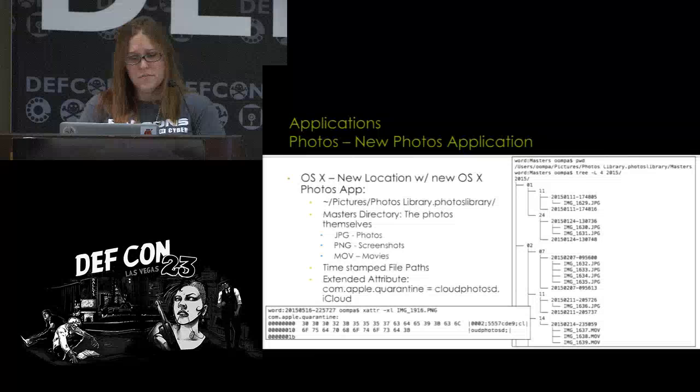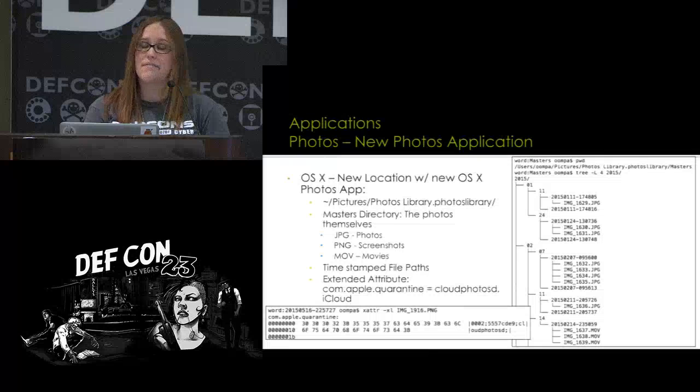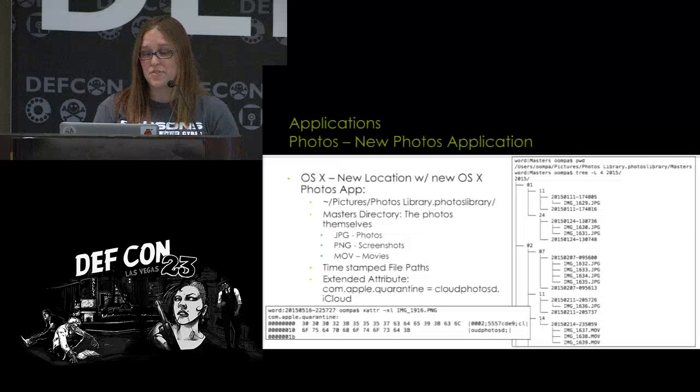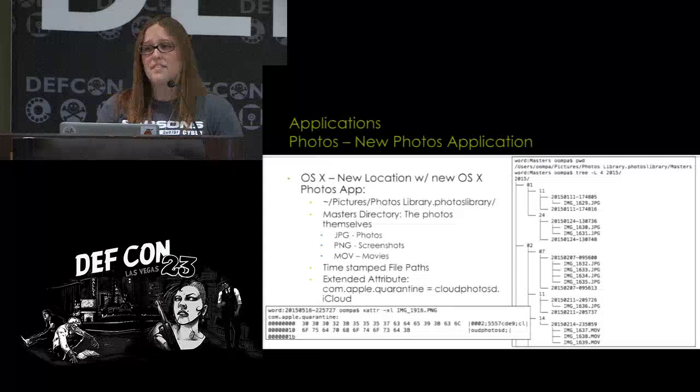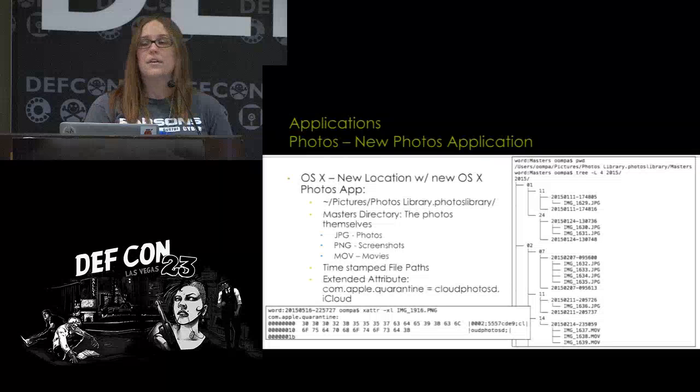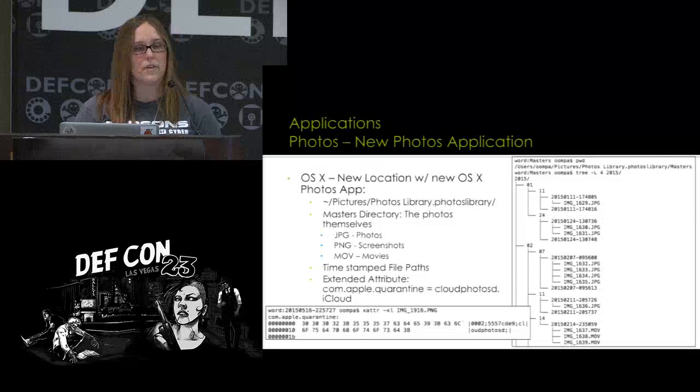The actual photos are stored under the masters directory. They might be stored under other directories if they had some edits made to them, if they were modified in some way. Maybe they added text to it or something like that. But the general photos themselves are under the masters directory. And we have timestamp file paths, which makes it pretty easy to find photos that were taken for a certain time period. But how do we actually tell which are iCloud-specific photos? I could have a nice digital SLR, hook it up here, and those photos would also be in those directories.